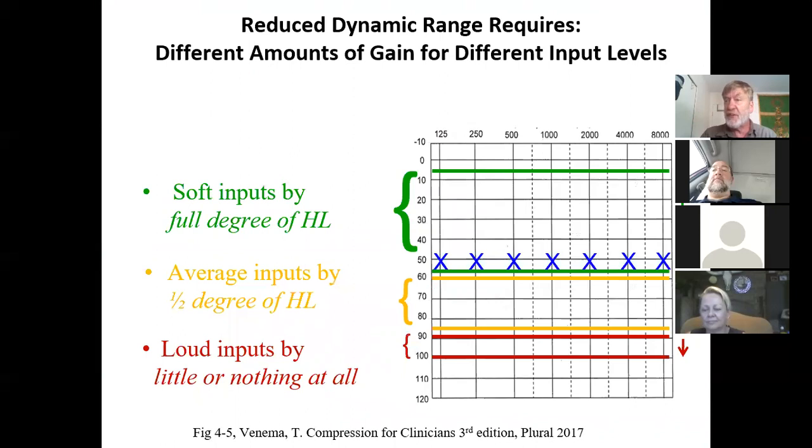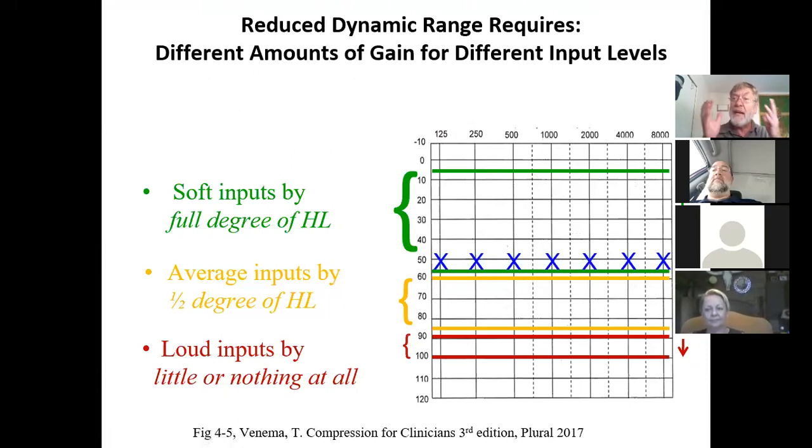If you took 150 this summer, you will remember the half gain rule. And the half gain rule said, look at the yellow, that's the half gain rule. Look at it, it's only 25. The distance between 60 and 85 is 25. You want to amplify average inputs by half the degree of the loss. The guy's loss is 50. I don't want to amplify average inputs by 50, or I'm going to set the output way down here. It's going to be too much. So I want half gain for average inputs. I would want more than half gain for soft inputs, and I want less than half gain for loud inputs.